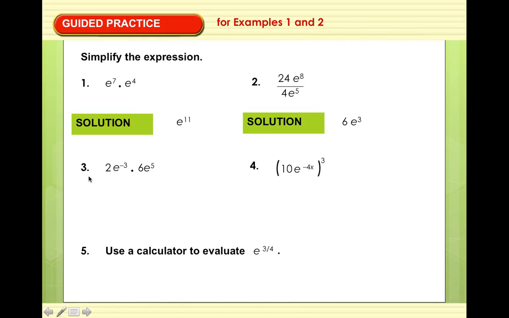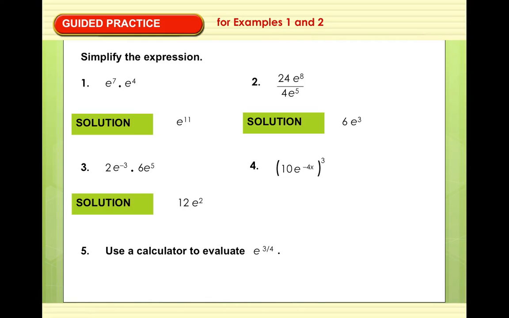In number 3, we're taking 2e to the negative 3 times 6e to the 5th. Now, if you remember from previous types of problems, this means that we can multiply the 2 times the 6 to get 12. And then when we multiply the two e's, we will add the exponents to get e squared. So 12e squared is the answer we're looking for.